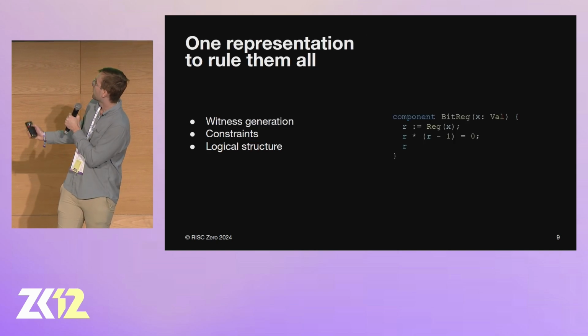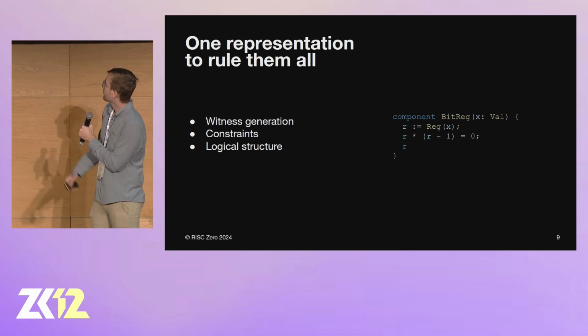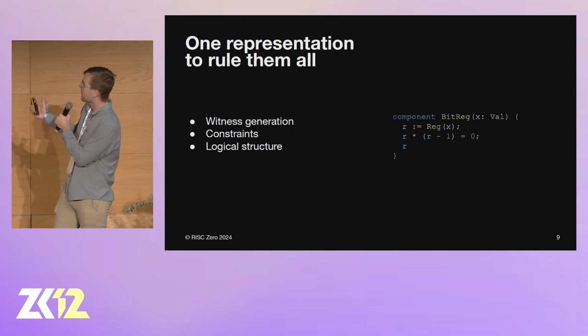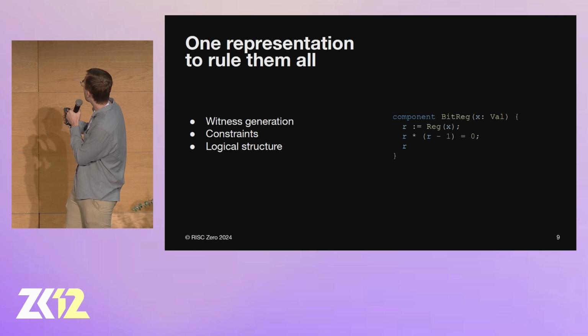So let's zoom in and look at some real Zirgen code and see what it looks like. We have a single concise representation that captures everything of interest here. For example, let's take this bitreg component. It's going to take as input a value called x. It's going to write into a register.